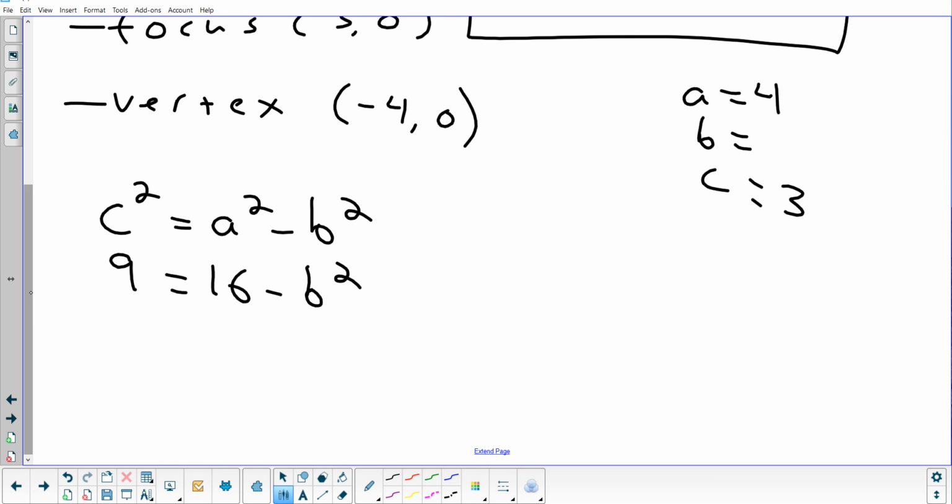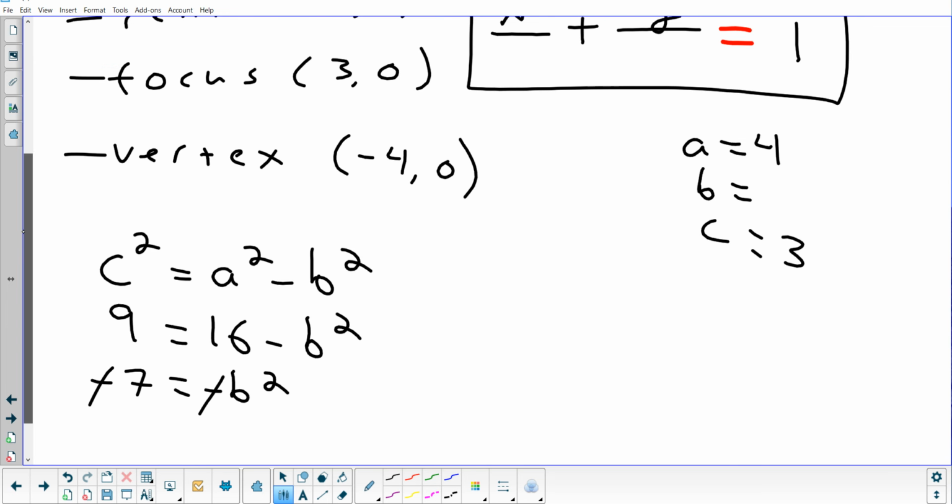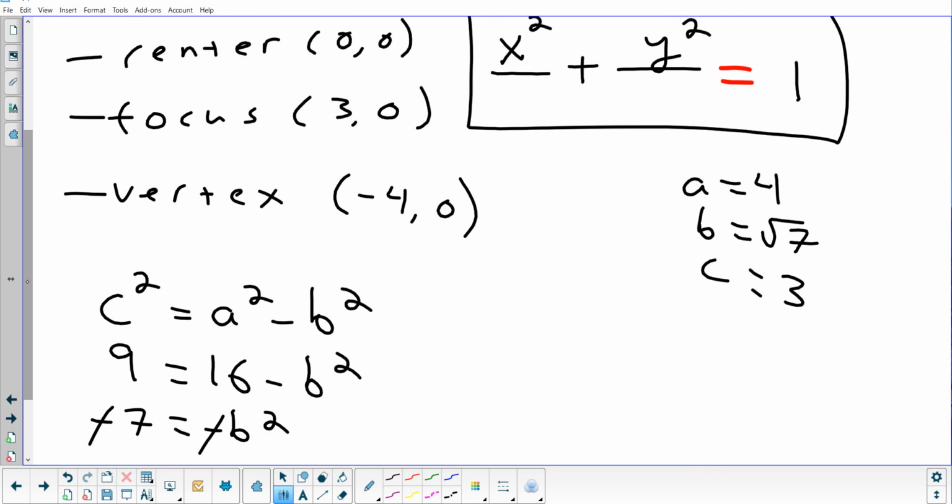So if we subtract the 16, 9 minus 16 is going to give me how much? Yep, -7. So -7 equals negative b squared. Cancel the negatives, and b squared equals 7. So b is the square root of 7. Any question on that?